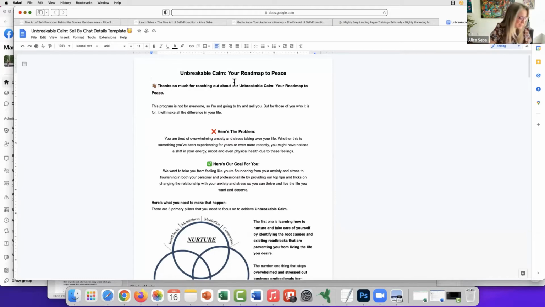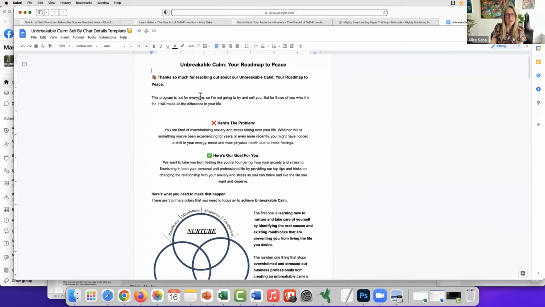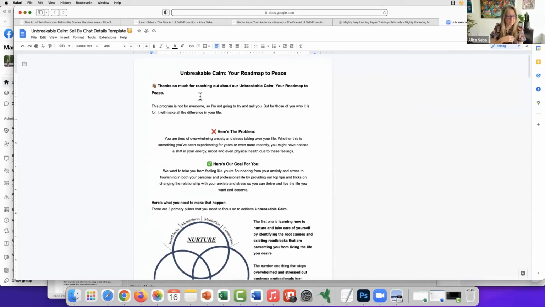So let's work with the document, and perhaps it's working great for Faye. And if I hear more, I'll let you guys know what she says about it. But I think the format could possibly be improved. But that said, I think she's got some good copy here. She starts out saying, this program is not for everyone, so I'm not going to try and sell you, but for those of you who it is for, it will make all the difference in your life.